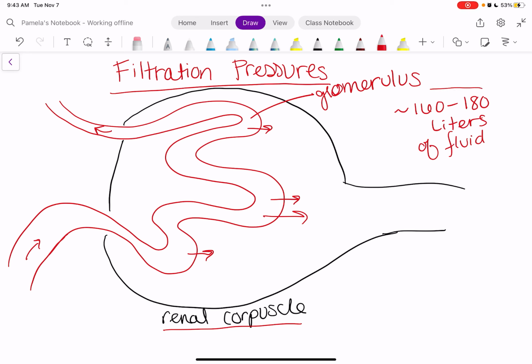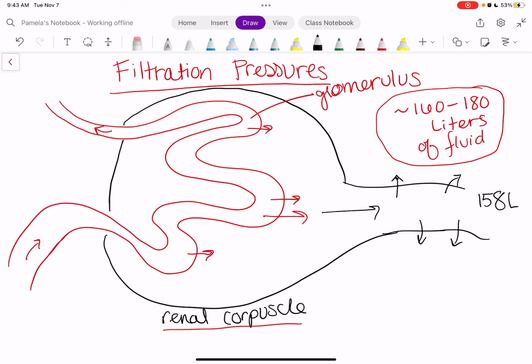Now, you can imagine we don't even have this much fluid in our body, right? Like, there's no way 160 liters of fluid is in your body or my body. But what happens is the small substances in the blood plasma are filtered through here many times per day. And then as the fluid goes through the tubule, some substances are removed from the tubule and returned to our bloodstream. And so much fluid is returned to our bloodstream. It's actually about 158 liters of fluid is returned to the bloodstream.